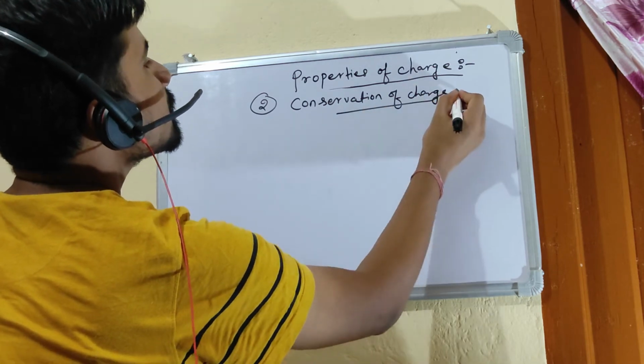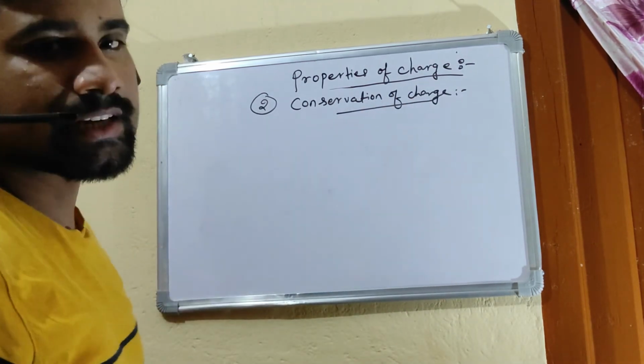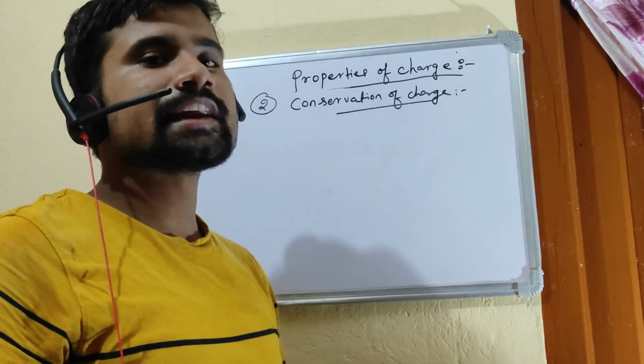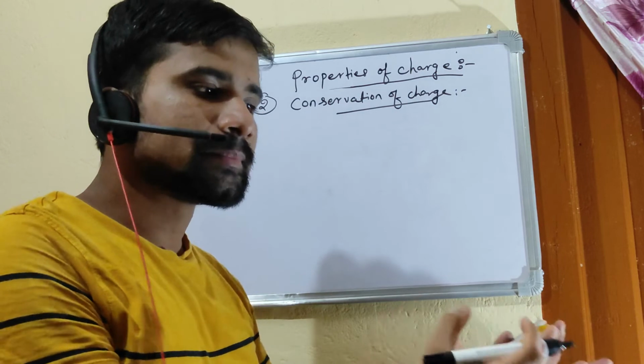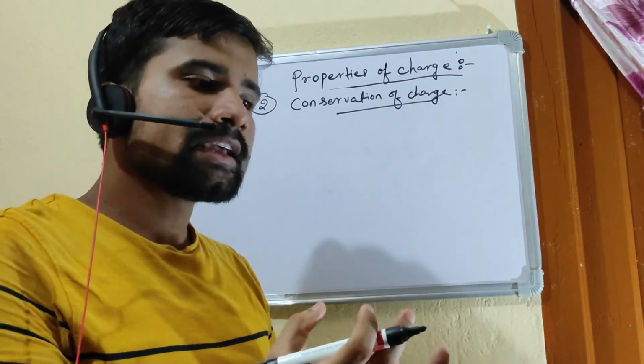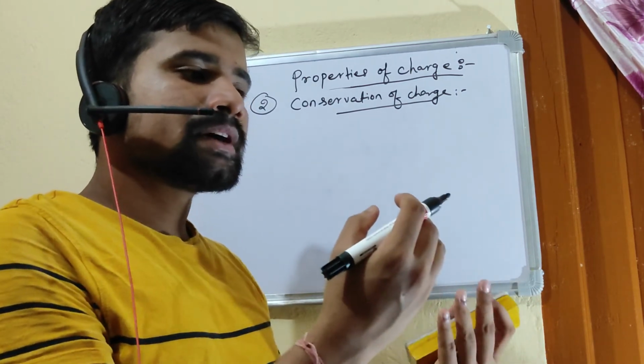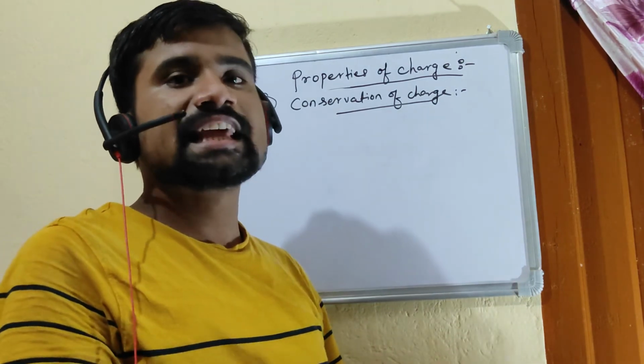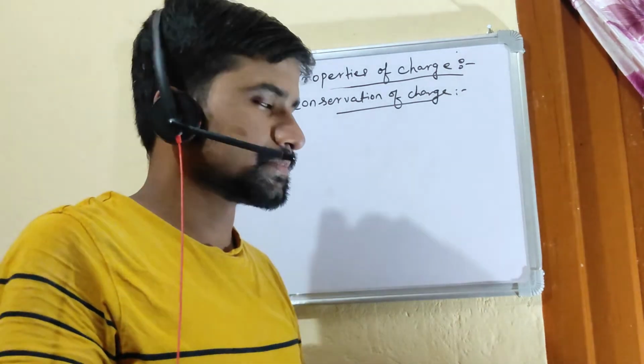So everywhere you see conservation, it's all the same rule. Charge can neither be created nor be destroyed. So whenever we are creating a charge on an object, we are not bringing something new from anywhere. We are getting things from the object which is existing. We are not creating charges and we cannot create charge.